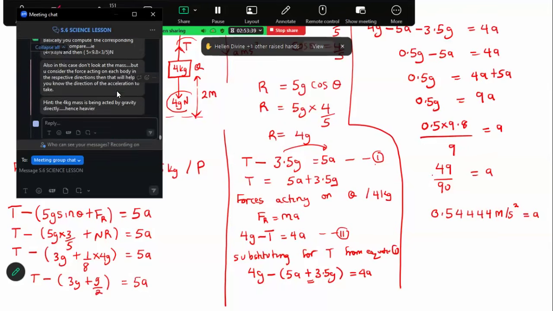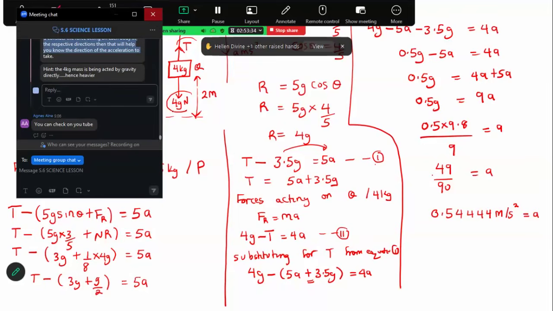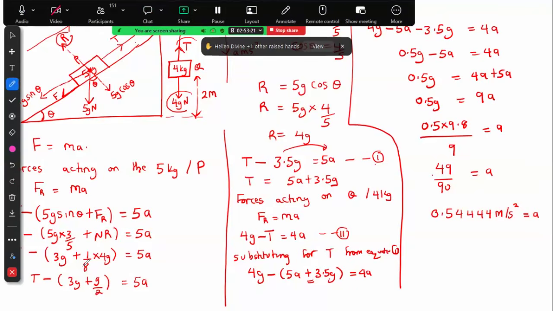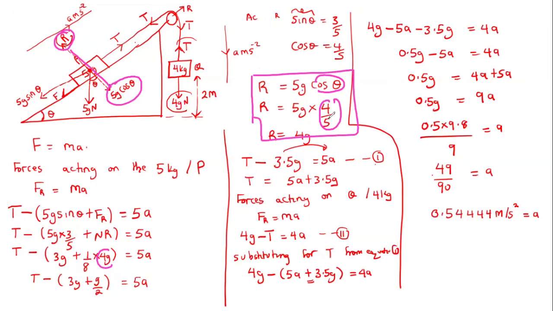On that part where we were resolving the forces on the 5 kilogram mass, on the third step, when we did T minus (3g plus 1/8 is 4g), why did we consider 4g as our R? Our R came from here. This R is directly opposite to this. So we said R is 5g cos θ, but our cos θ is 4 out of 5, so 5 by 5 times 4g. So we got our R from there.